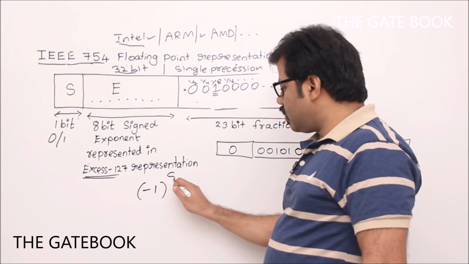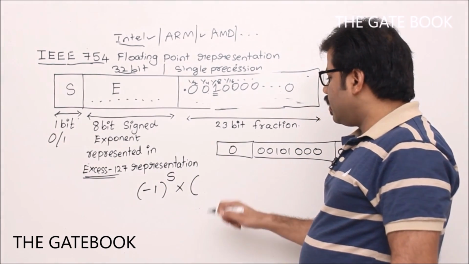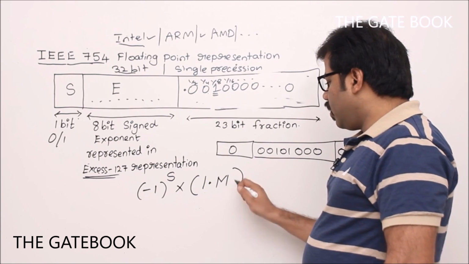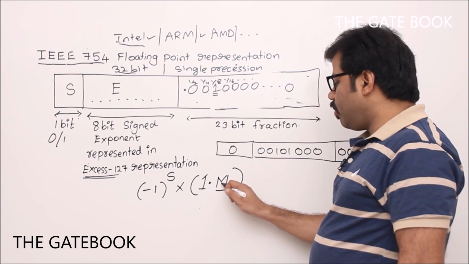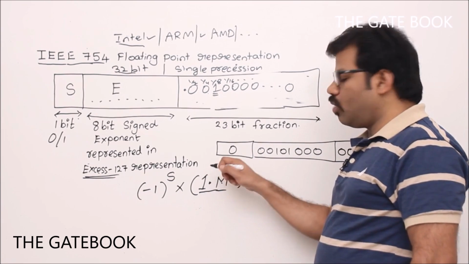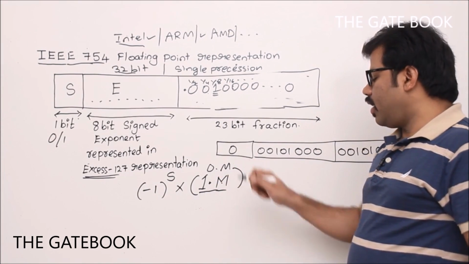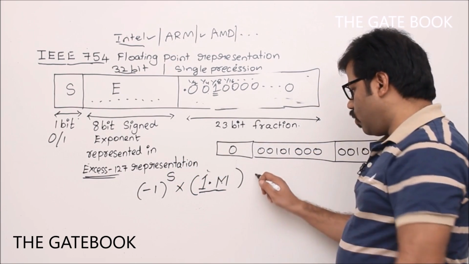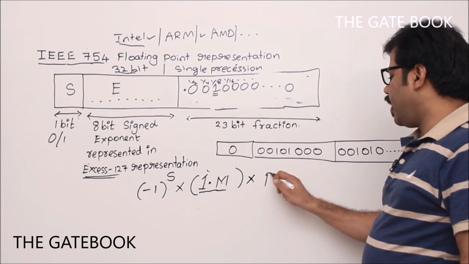Minus 1 whole power s into 1 point mantissa. Whatever mantissa you get here will be interpreted as 1 point mantissa. I will tell you the reason why not 0 point mantissa. We have studied 0 point mantissas, right? But here it is actually 1 point mantissa. We'll see the reason slowly. Let's blindly follow first. Into base power exponent.